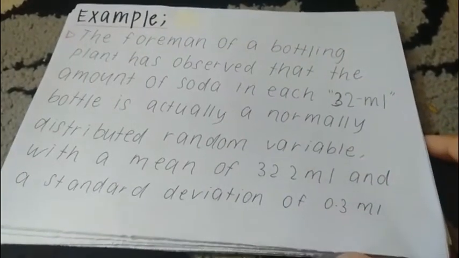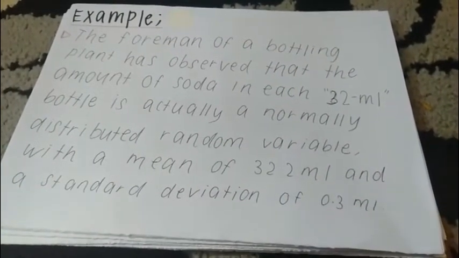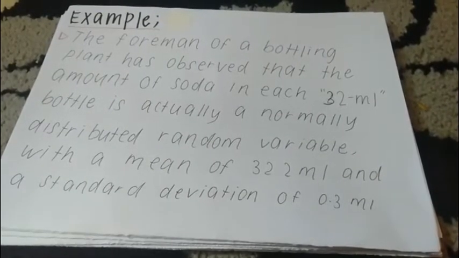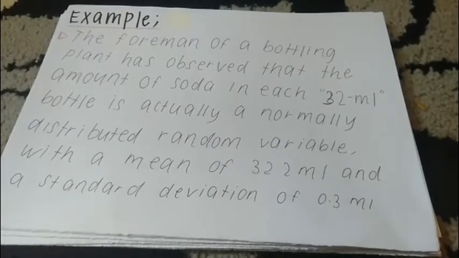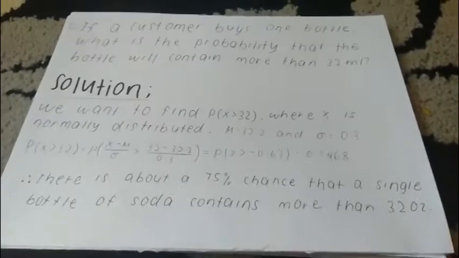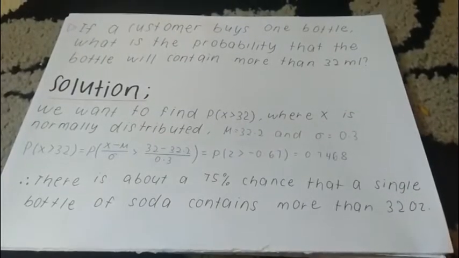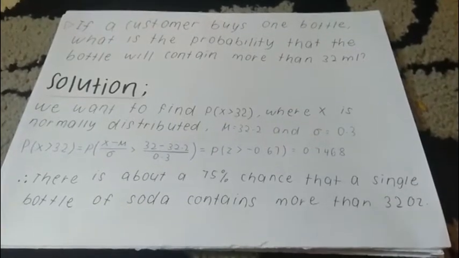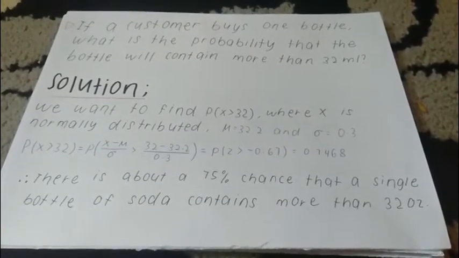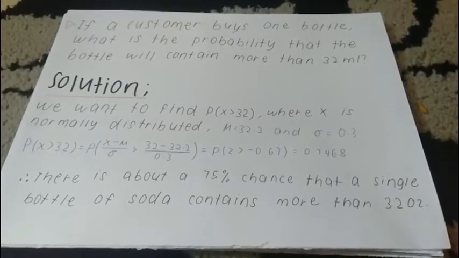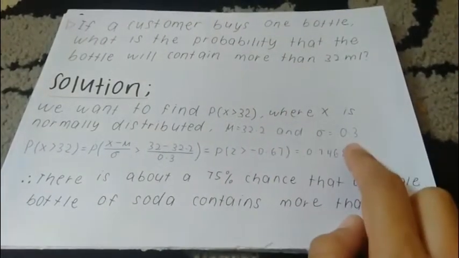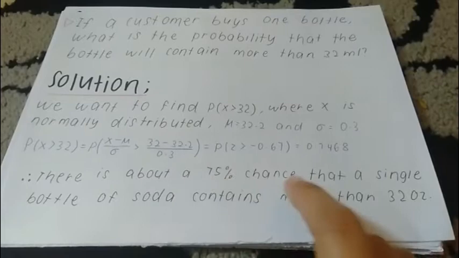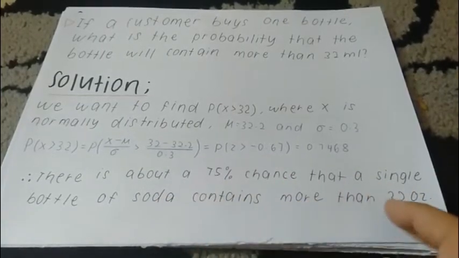For example, the foreman of a bottling plant has observed that the amount of soda in each 32 ml bottle is actually a normally distributed random variable with a mean of 32.2 ml and a standard deviation of 0.3 ml. The question is, if a customer buys one bottle, what is the probability that the bottle will contain more than 32 ml? We want to find P(X > 32), where X is normally distributed. Given the mean and standard deviation, we just insert into the formula and we get the answer. There is about a 75% chance that a single bottle of soda contains more than 32 ml.